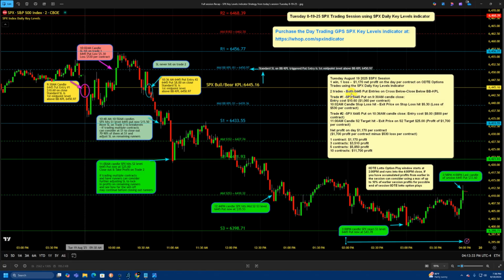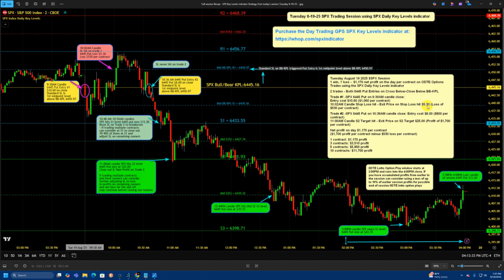We have two trades, both using the 64.45 put, and both using the entries on close below the bull bear key price level. Trade number 1 was taken on the initial 9:30 candle close. That cost was $10.60. So that's $1,060 per contract. We got stopped out on the 10:02 a.m. candle, the low price of that candle.